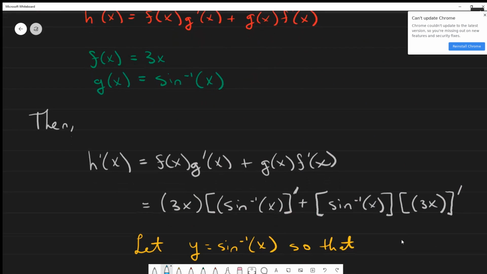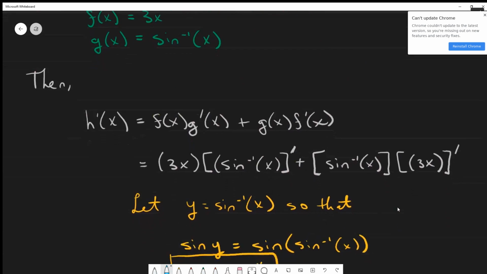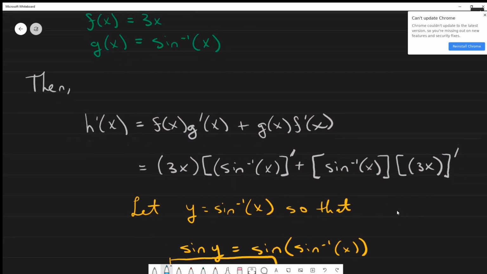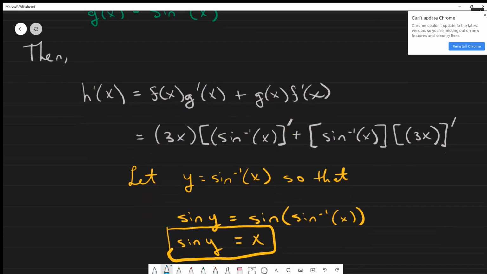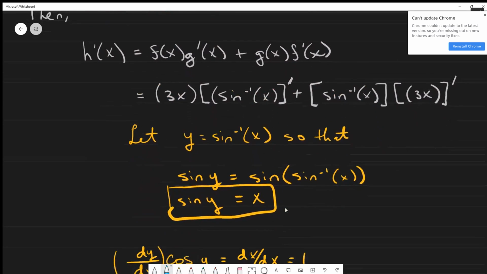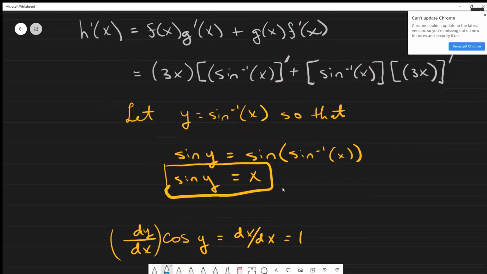So we're going to let y equal the arc sine of x so that we have sine of y. We're applying sine to both sides, the inverse of arc sine, so that we get sine of y is equal to the sine of the arc sine of x, which will just give us sine of y is equal to x. Once we have this, we'll make a note that taking the implicit differentiation of both sides will give us cosine of y dy/dx. And that'll be equal to dx/dx on the right side. But dx/dx algebraically is just equal to 1.